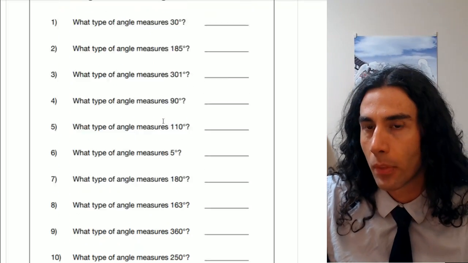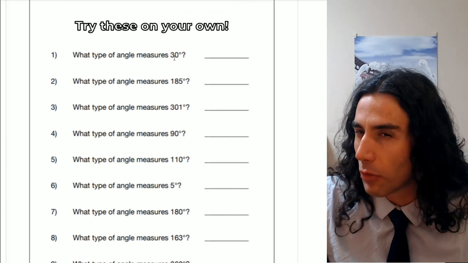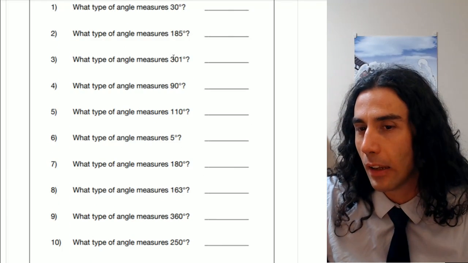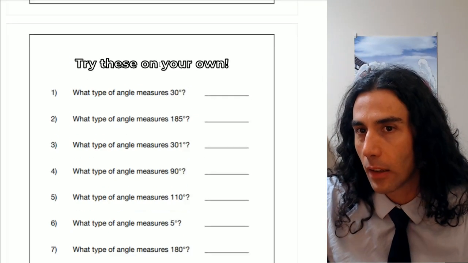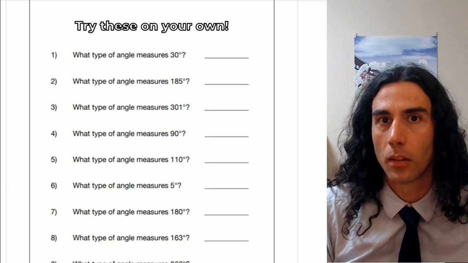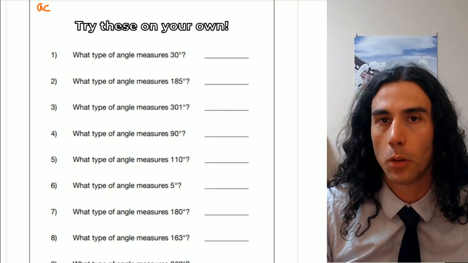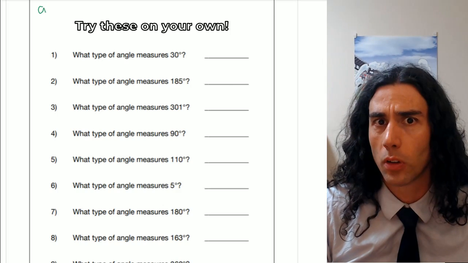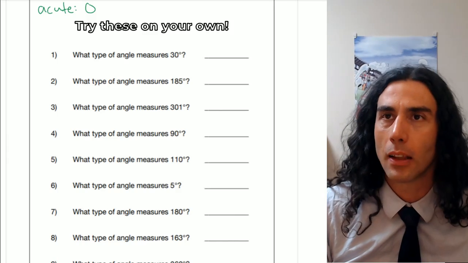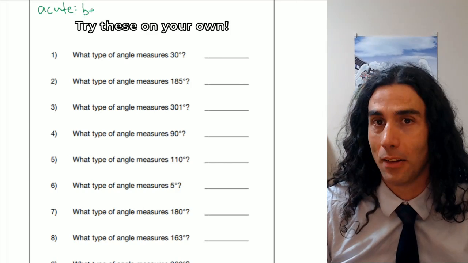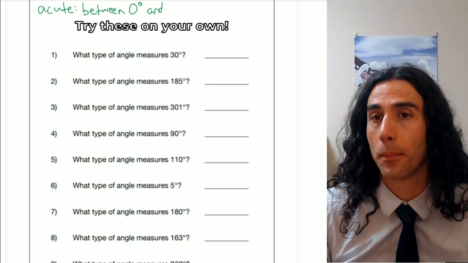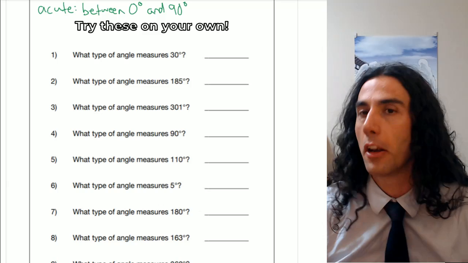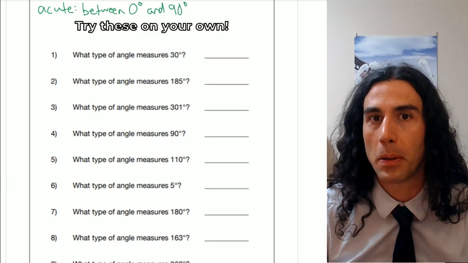Now, this is the last one. It's a challenge. We don't have any pictures anymore. We just have to look at the numbers. I'll give you a little key to help you out: 0 to 90 is acute. So let's do that up here. Acute is between 0 degrees and 90 degrees. So it has to be between them. A 0 degree angle is not acute. A 90 degree angle is not acute. It has to be between those two.